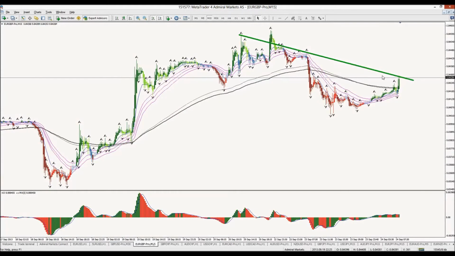Euro pound, in fact, is approaching the top of this trend line. You see that? That's something I wanted to keep an eye on, because I thought that we could get that breakout on the euro pound as well. As I said, I was looking at euro strength already.